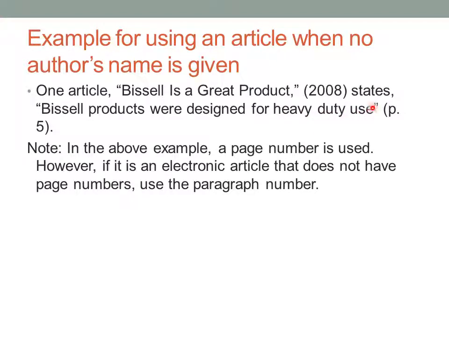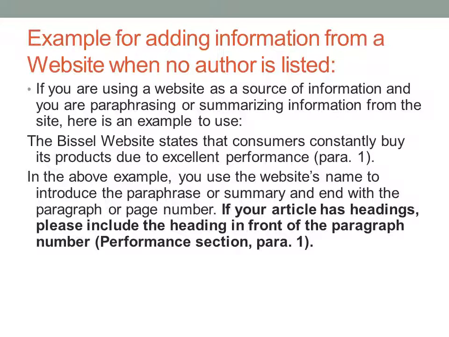I put it in quotation marks because I copied it exactly, and then I end it with the page number. That's the P, and then that's the page number. It was on page 5. Now, sometimes electronic sources don't always have page numbers. So if it doesn't have a page number, then you have to use a paragraph number. You have to tell the reader what paragraph you got this information from. So on our next example, using it with a paragraph number.